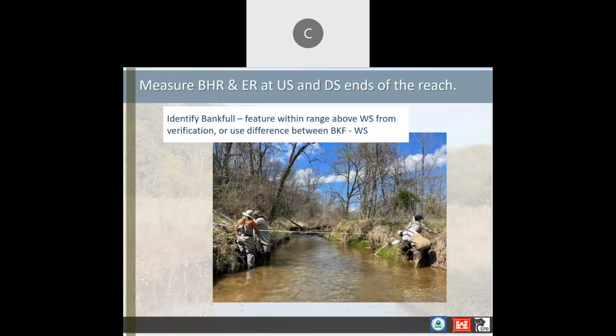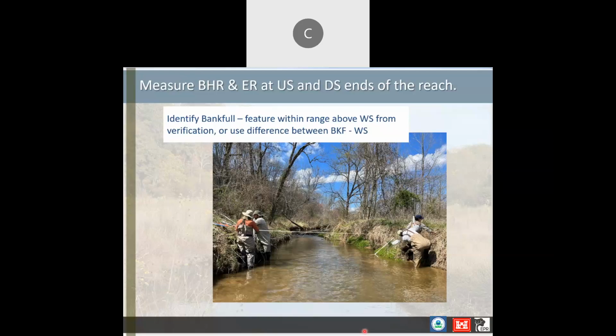All right, so final reminder, when you're scoring the bank height ratio and entrenchment ratio metrics, it's going to be an average value, because you are going to at least measure at your upstream end and your downstream end. If those values are drastically different, you'll want to take more measurements at riffles throughout your reach so that you can come up with an average value. You are not just scoring your worst bank height ratio that you can find within your reach.